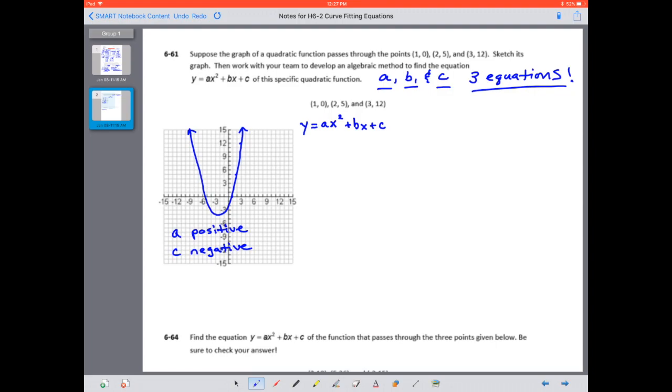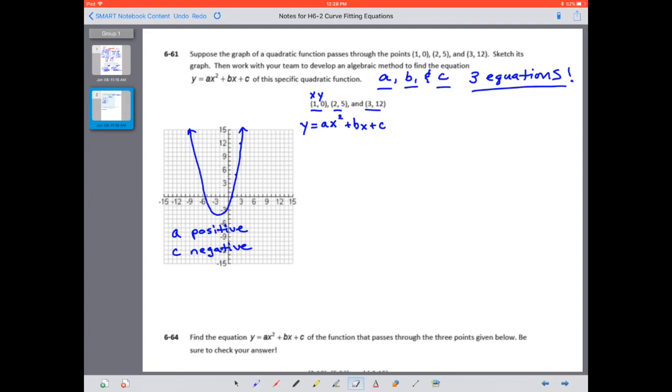So now you understand why we've been practicing solving systems with three variables here. We're going to take this here, and to create our first equation, we're going to do exactly what we did with the exponentials. We're going to take these values of x and y and plug them into the equations. We're going to set up an equation for each of the 3 points that we've been given.